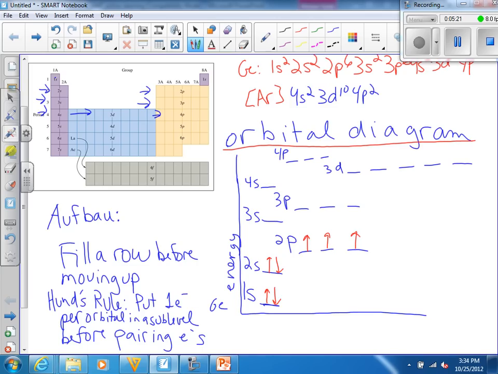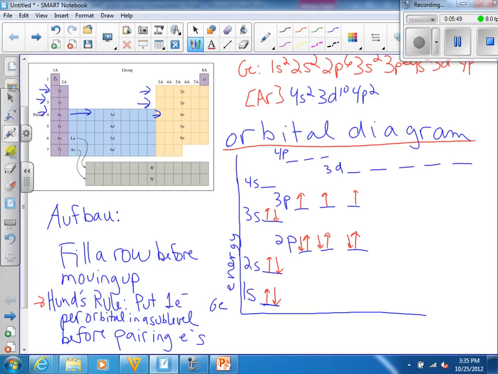Now, 5, 6, 7. Notice I filled 1 per orbital before pairing up. That was Hund's rule right there. 8, 9, 10, 11, 12. Watch, you can do this. 13, 14. That's okay. 15. They all have to point in the same direction before you start pairing them up. So when you put 1 electron per orbital, make sure they're all pointing in the same direction. That means they have the same magnetic spin. So where were we?